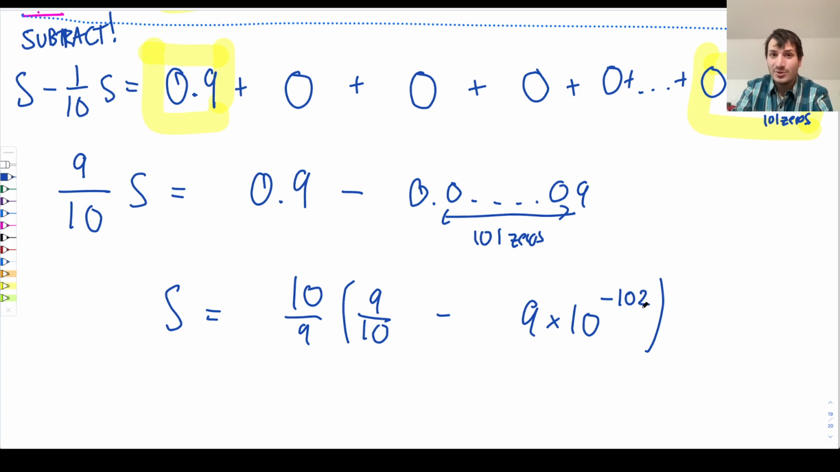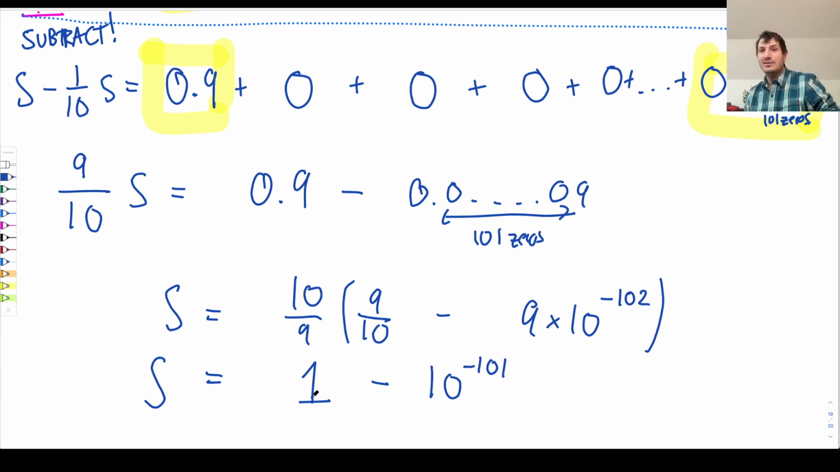And now I can distribute this 10 over 9 in. Look at this. s is 10 over 9 times 9 over 10. Beautiful number 1. The 9 here cancels with the 9 there, and you're left with minus 10 to the minus 101. So s is equal to 1. It's the number 1, exactly 1, minus 10 to the minus 101.